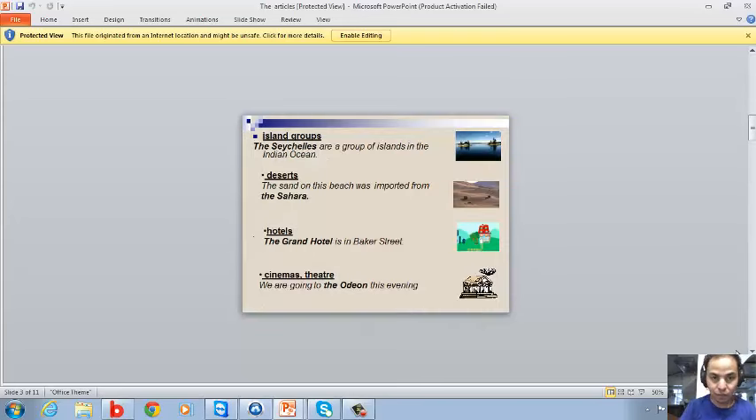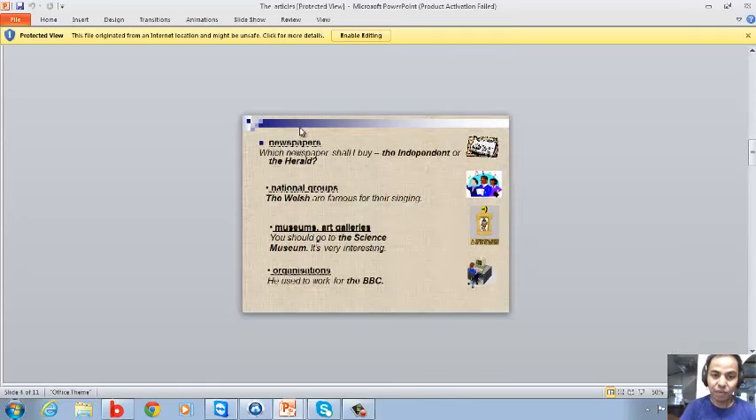Another one. Island groups, just like the Seychelles are a group of islands in the Indian Ocean. Deserts. The sand on the beach was imported from the Sahara. They are talking about the Sahara, so it is in need of the definite article. Hotels. The Grand Hotel is in Baker Street. Cinemas, theaters. We are going to the Odeon this evening. Another one. Newspapers. Which newspaper shall I buy? The Independent or the Herald? It talks about the Independent or the Herald.